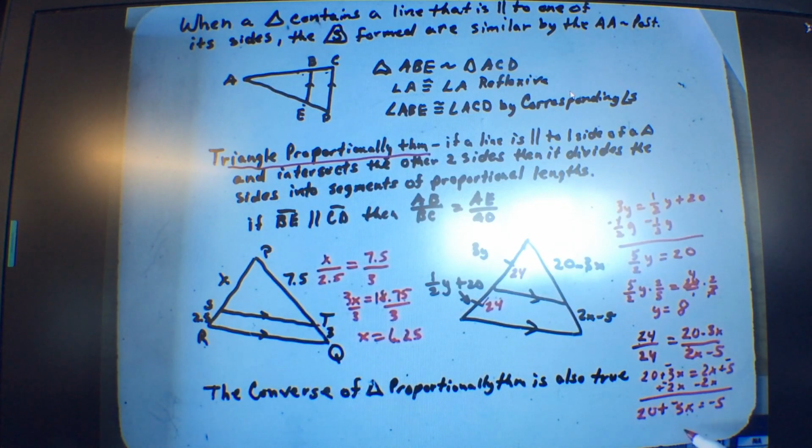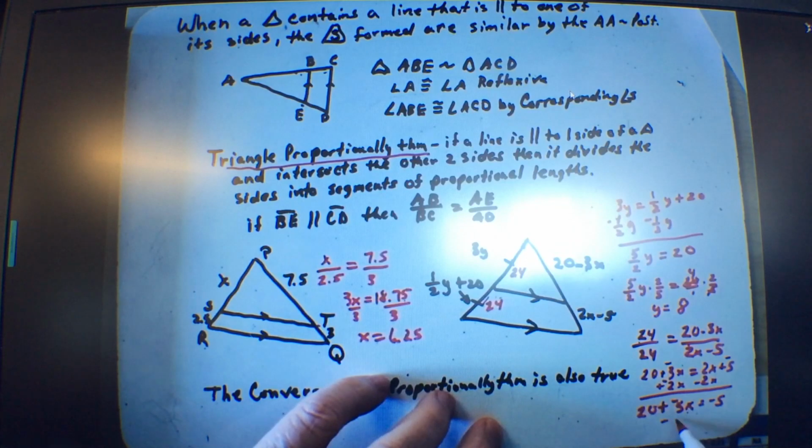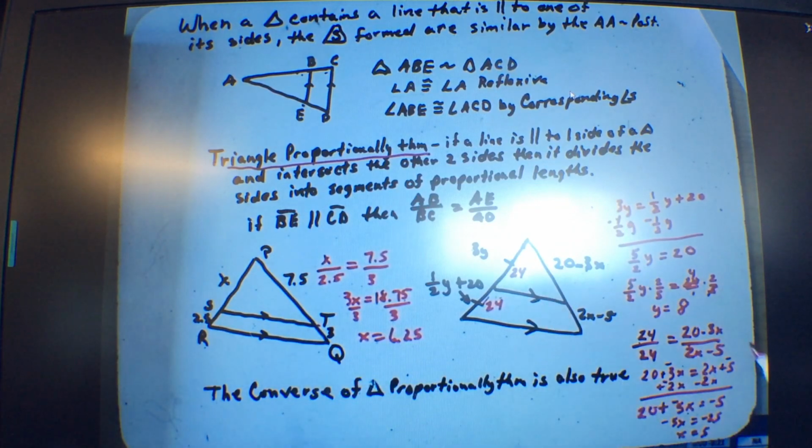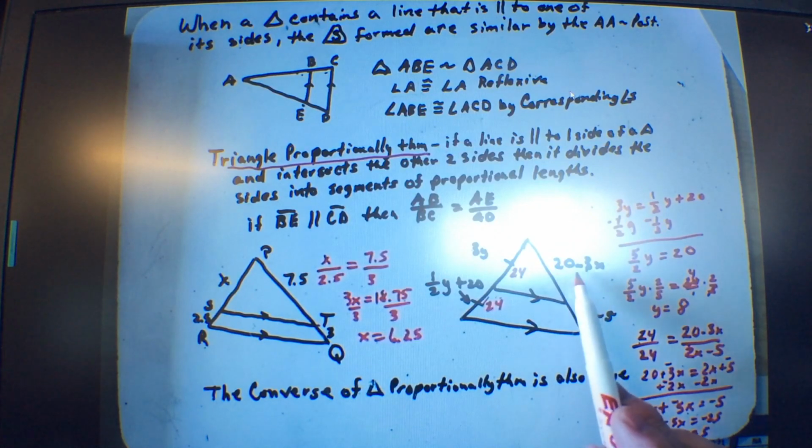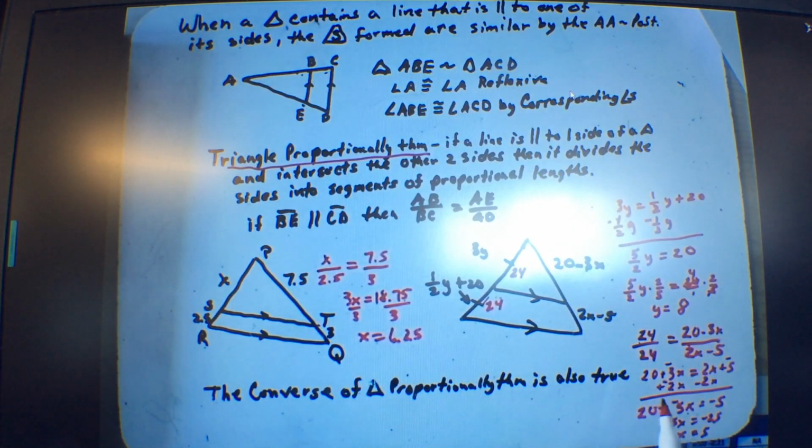Okay. So if I subtract 20 from both sides, I'm running out of room here, but I get negative 5x equals negative 25. So x equals 5. So if I want to solve for x and y, I get y equals 8 and x equals 5. And I can plug them back in and find these also. On the other one, does it say x equals 6.25? Yes.